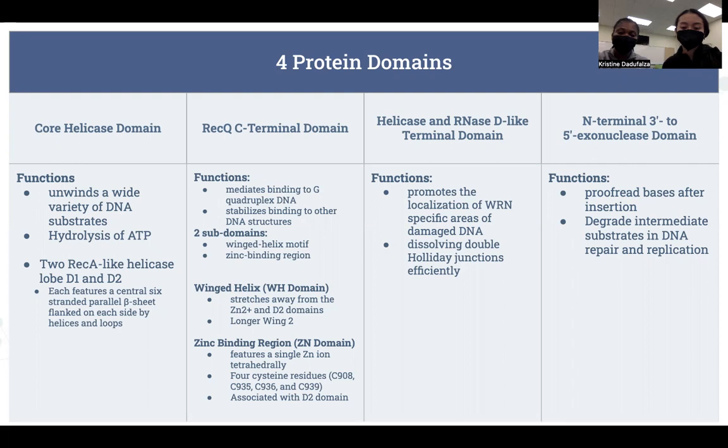The function of the helicase and RNase D-like terminal domain is to promote the localization of WRN helicase to specific areas where DNA is damaged. It also efficiently dissolves DNA intermediates known as Holliday junctions. Lastly, the function of the N-terminal 3' to 5' exonuclease domain is to proofread bases after insertion and to degrade substrates that are likely to be found during DNA repair and as intermediates in DNA replication.